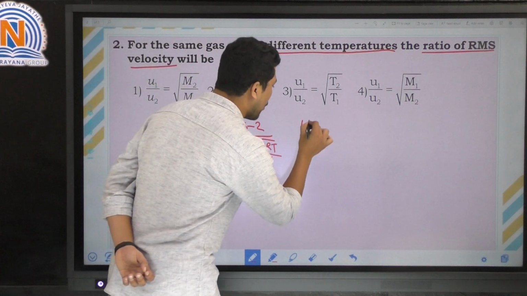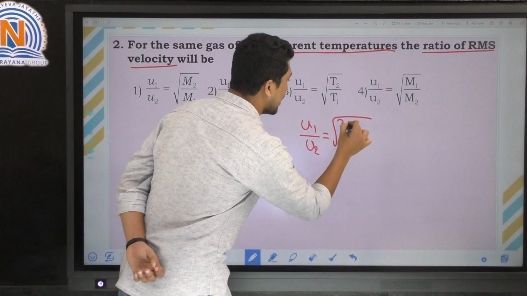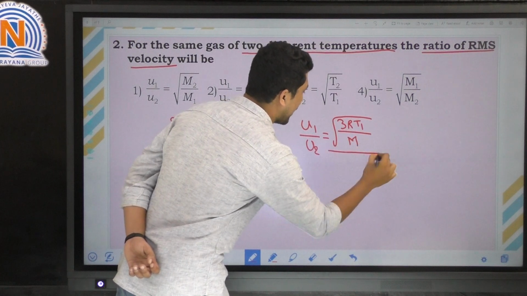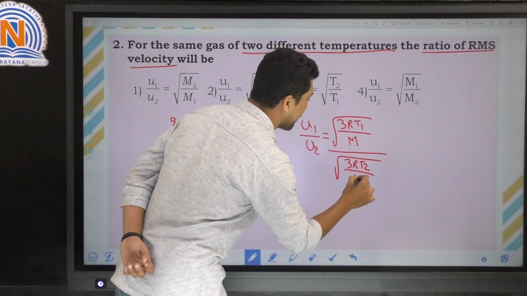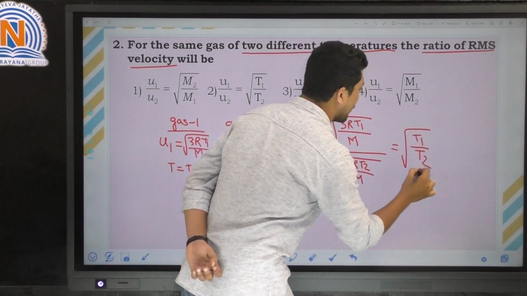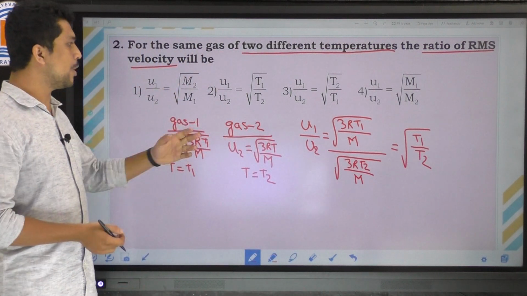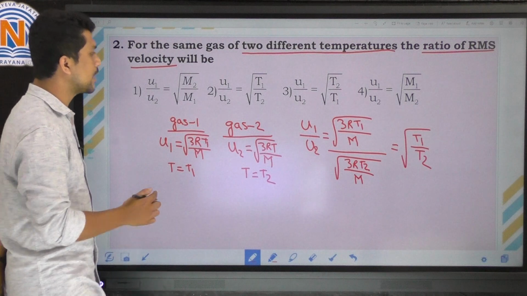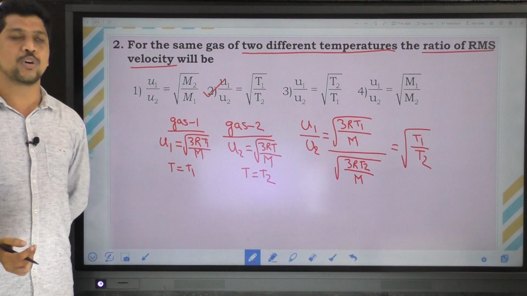Now the ratio u1 by u2 equals root over 3RT1 by M by root over 3RT2 by M. So the value is root over T1 by T2. So at different temperatures, the ratio of RMS velocities will be u1 by u2 equals root over T1 by T2. So the correct option is the second option. Clear? Let's move on to the next problem.